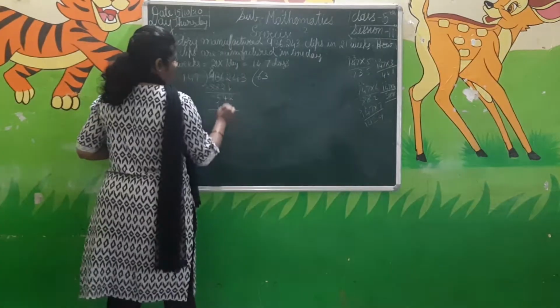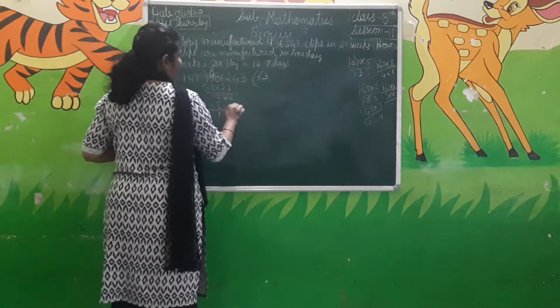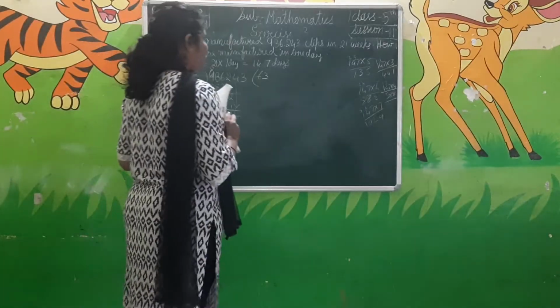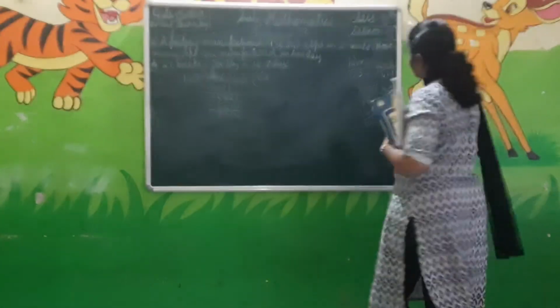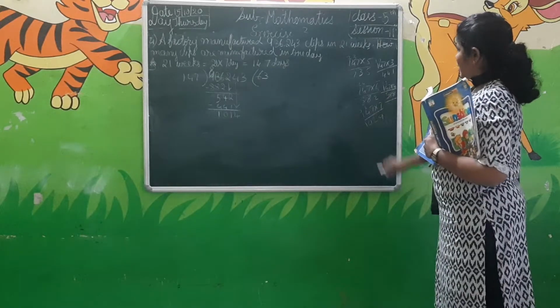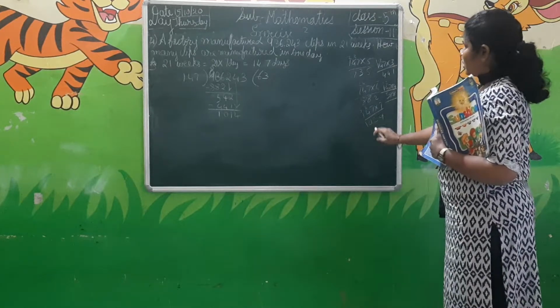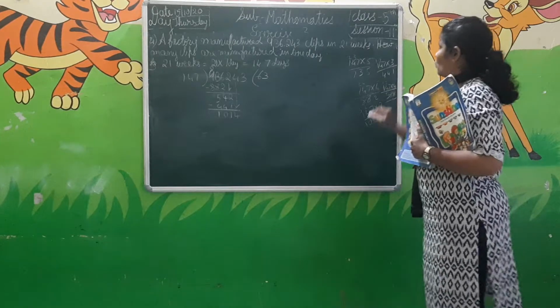2 minus 1 is 1. 4 minus 4 is 0. 5 minus 4 is 1 itself. Now we have to take the 4 down. Okay, 1014. Here you have multiplied: 147 into 6, we got the answer 882. When you go for the 7, 147 into 7 we got 1029, which is more than 1014. So you have to go for the 6 itself.